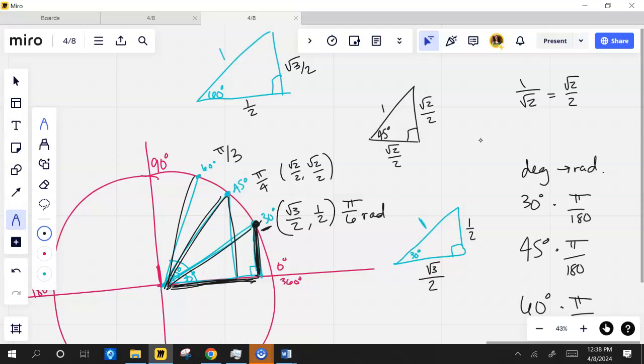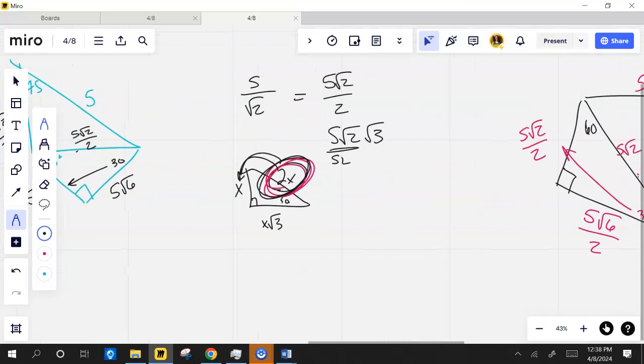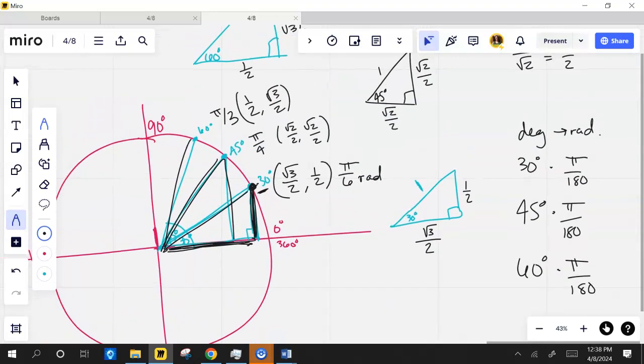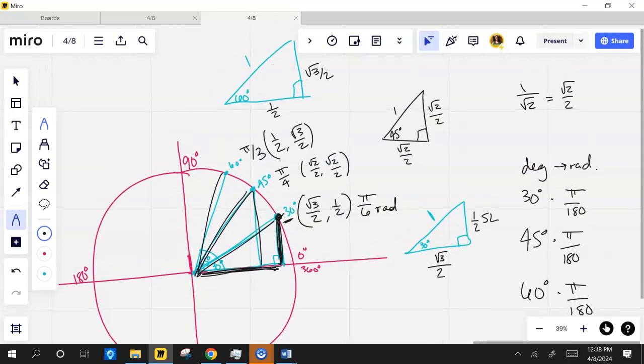Say that again? Yes, yes. So it's 1/2, root 3 over 2. Yeah. So to go from hypotenuse to short leg, I would divide by 2, which is what I did. Right. Yes, yes. Because this is my short leg here. This is my short leg here. They've swapped places.